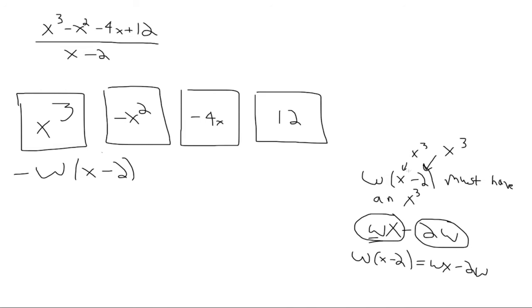Now, if it must have an x cubed, that means that either this is going to be x cubed or this is going to be x cubed, right? We can make it so that w makes this x cubed, or it makes it so that this is x cubed, okay?